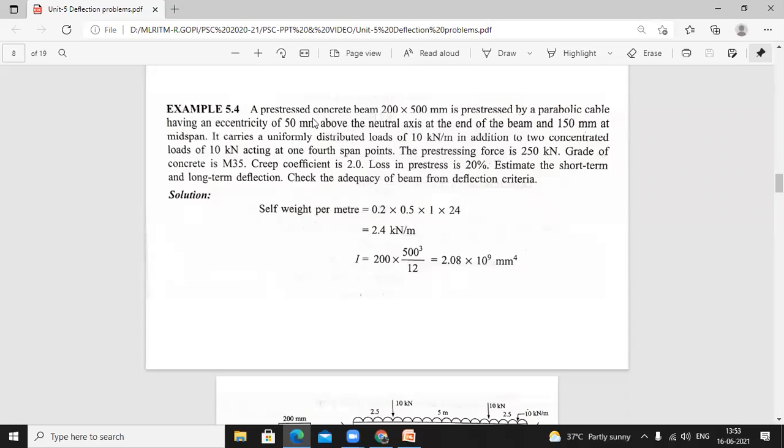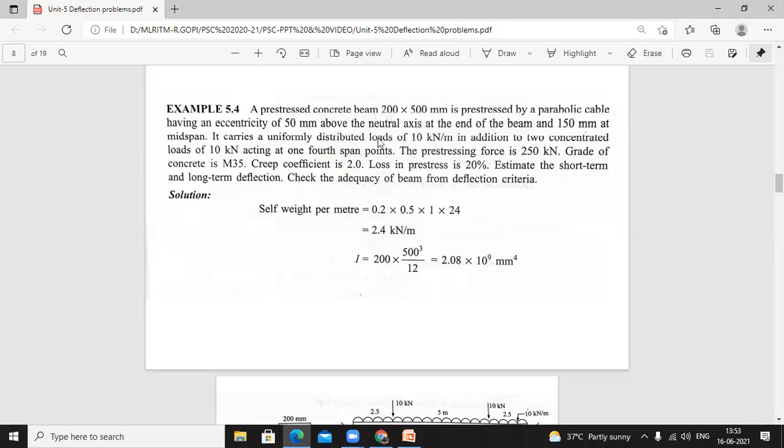So in this second problem, what are the data given? A prestressed concrete beam 200 mm into 500 mm. Size of the beam is given. Next, what is the shape of the cable? It is a parabolic cable having two types of eccentricities. One is 50 mm at the end and another one is 150 mm at the midspan.